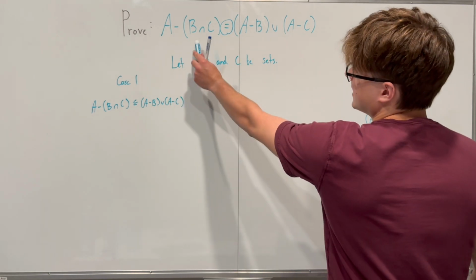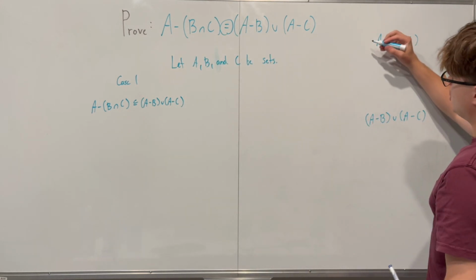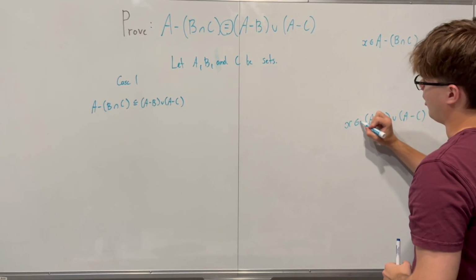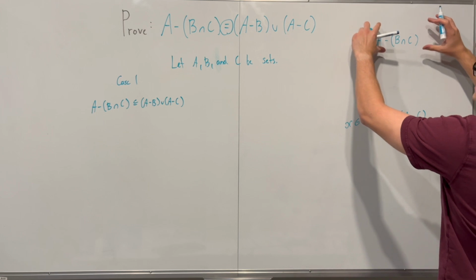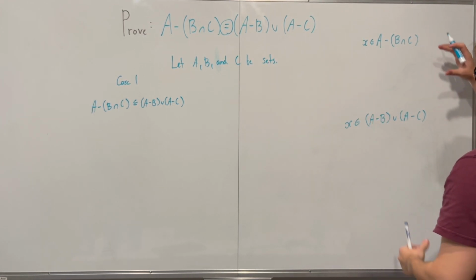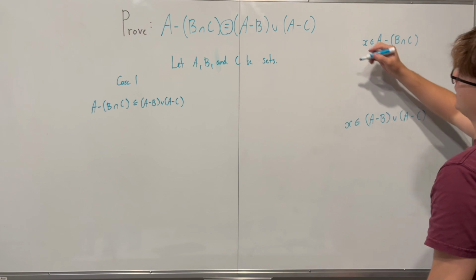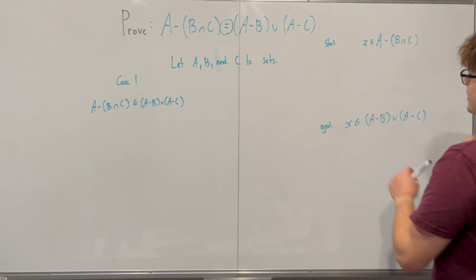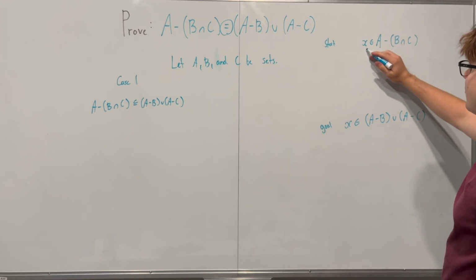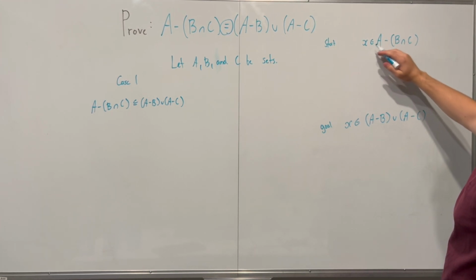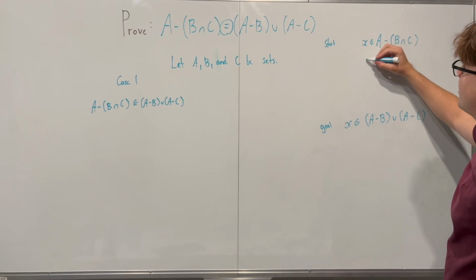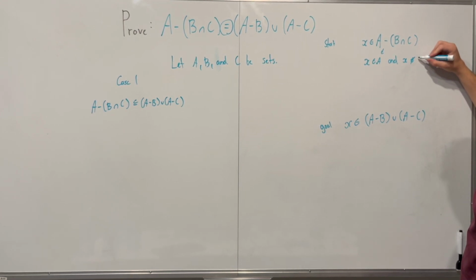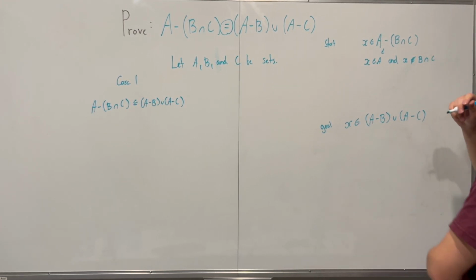So in order to prove the left-hand side is a subset of the right-hand side, we have to show that any element, for example, x, that's going to be in the left-hand side, is also going to be on the right-hand side. And once we've shown that any element on the left can be on the right, we can then conclude that the left must be a subset of the right. So we want to start here, and our goal is to get to this set here. So what does it mean for an element to be an element of this set? Well, it means that x must be an element of A, and x must not be an element of B intersect with C.